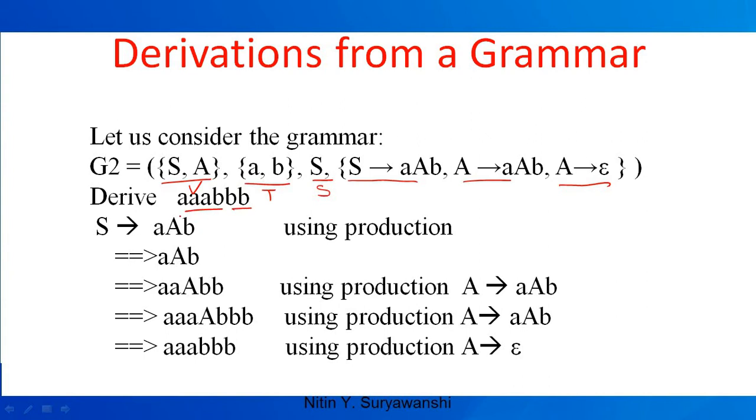So I repeat that one: aaabbb. First I take the starting production, the starting symbol is S, so that is the first production rule we have to use. Then this A is replaced with a A b, which means production number 2. So we get this string. Then again this A is replaced with a A b. Then dissolve this A by using epsilon, so we get the complete string aaabbb. So this process is called a derivation.